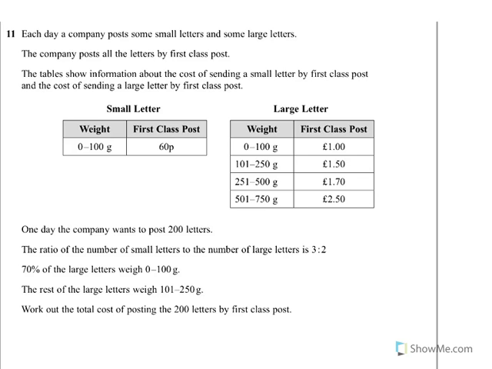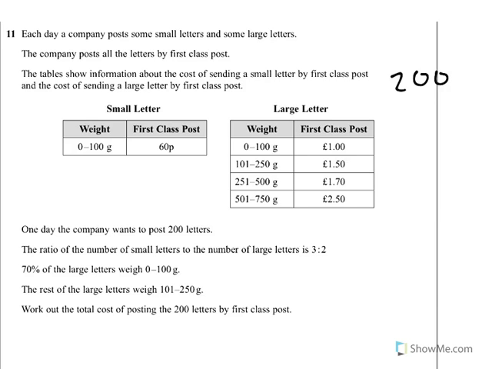One day the company wants to post 200 letters. The ratio of the number of small letters to the number of large letters is 3 to 2. 70% of the large letters weigh 0 to 100 grams, the rest are 101 to 250 grams. What is the total cost of posting all the letters by first class post?